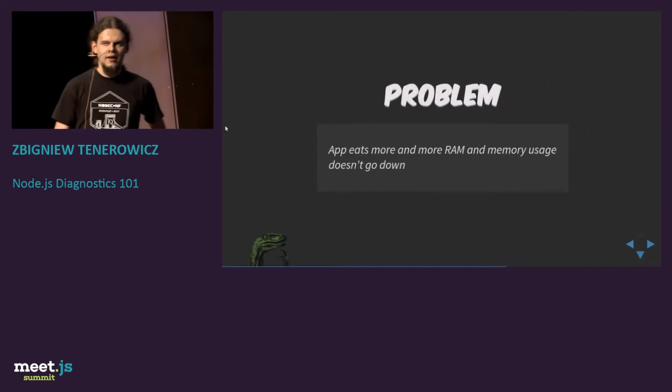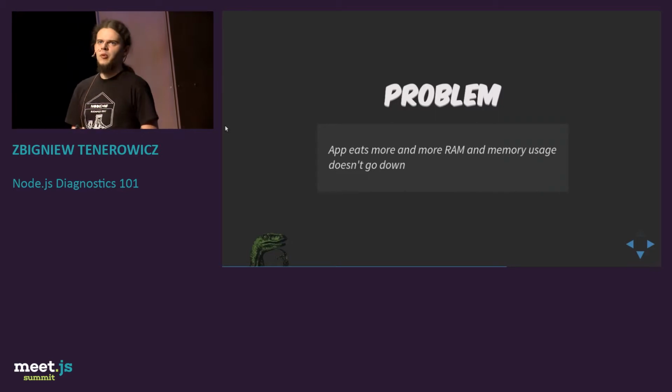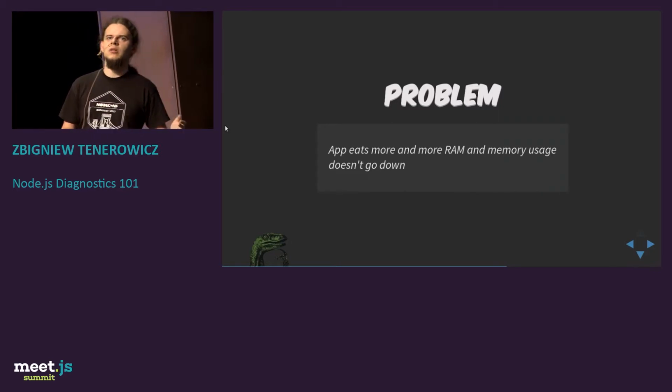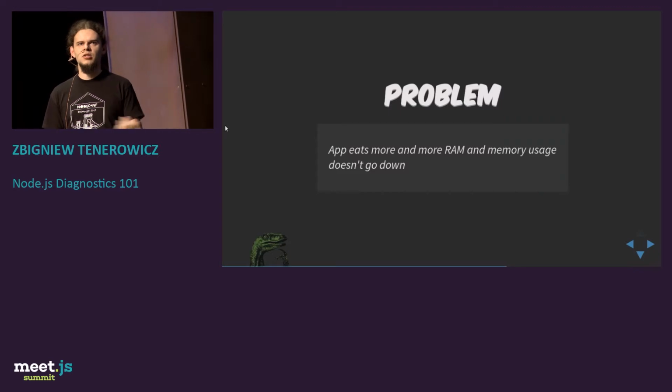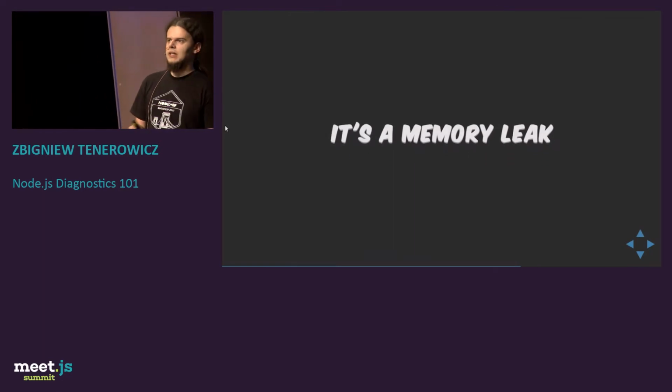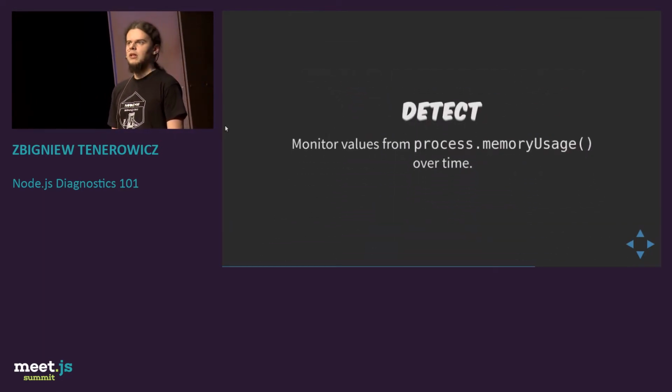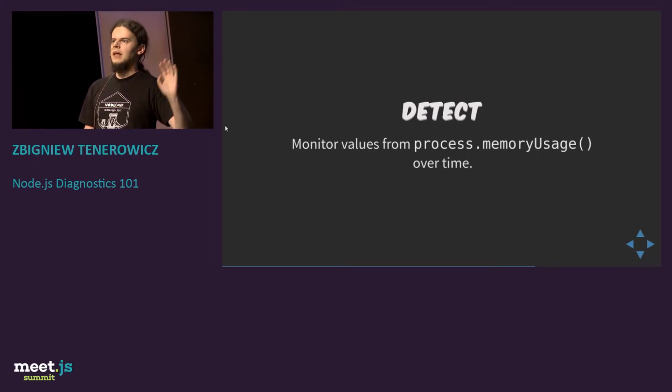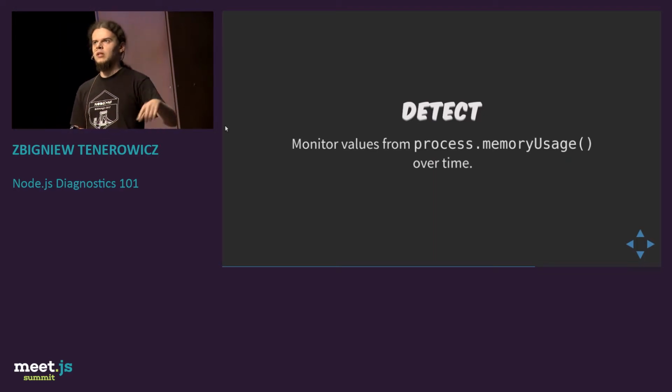OK, next problem. This is going to be obvious, I hope. If your application is using too much memory and the usage is growing over time, it's not good, right? It means you have a memory leak. And a memory leak is something you can easily notice. You probably don't even need tools for that. But process.memoryUsage, also available in the browser, but under a different name, window.performance.memory, as far as I remember, lets you know what's the current heap size. And this is very effective for monitoring.